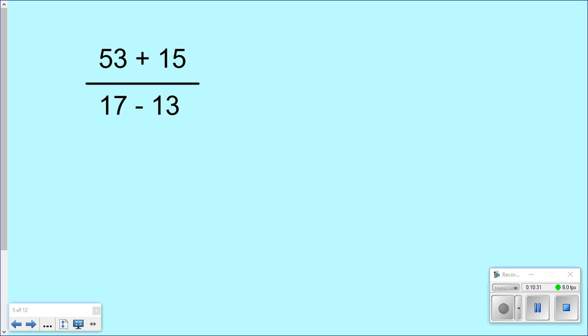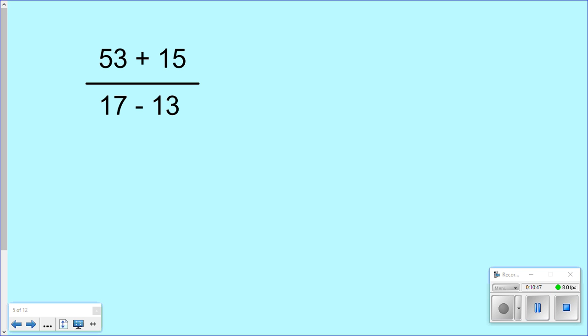So first of all, we have to look to see what's even in this problem. What kind of operations are in this problem? McKenna? Addition, subtraction. There's one more in there. What is it, Dylan? Dividing. That line means division. Okay?